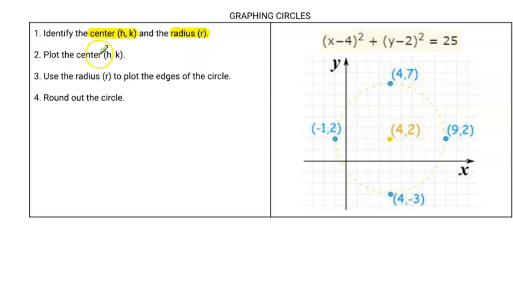Then plot the center, h, k. That's where we start from. Then use the radius to plot the edges of the circle. You can see there are 4 edges here.